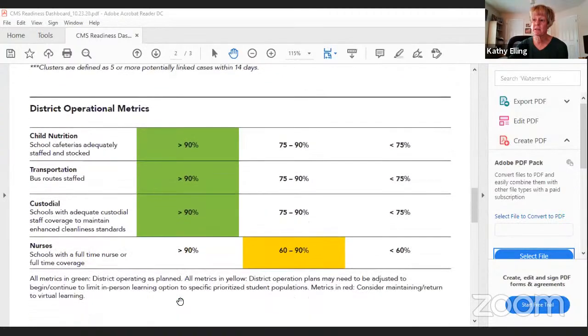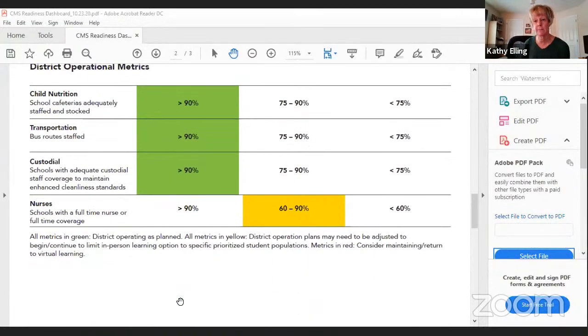District operating measures. So we're tracking the impact of our readiness, meaning are we ready for K-5 instruction? Do we have the custodial staff we need? Do we have the child nutrition staff we need? Do we have transportation staff we need? All of those are currently green, meaning that we believe we are staffed at a level that allows us to bring K-5 students back into the building.